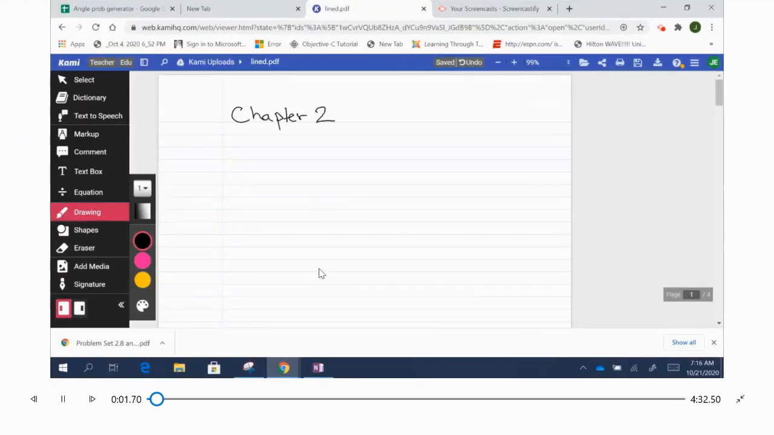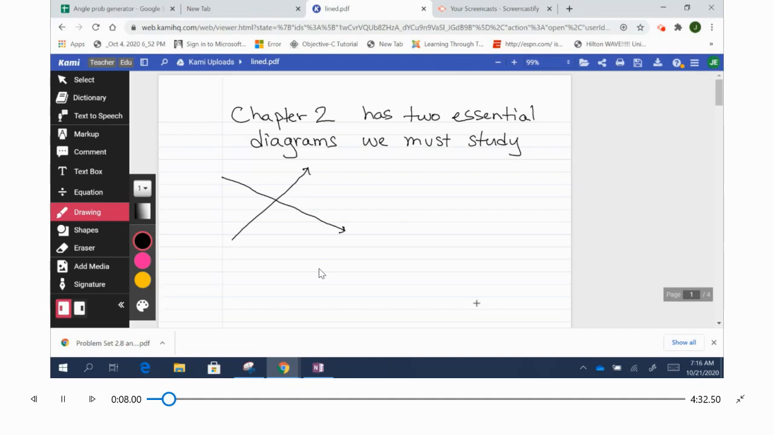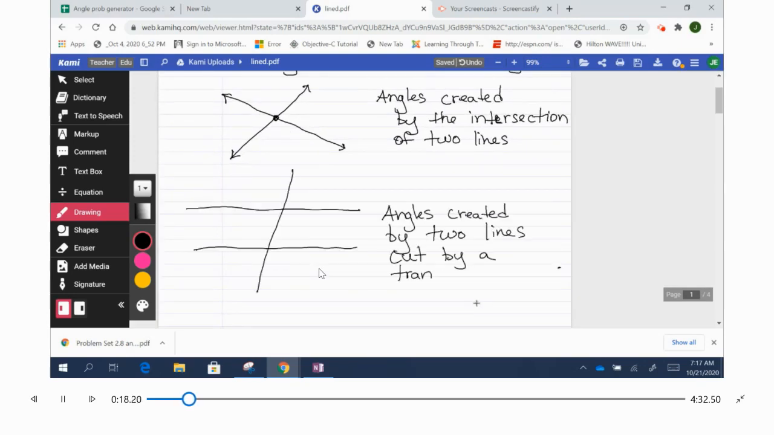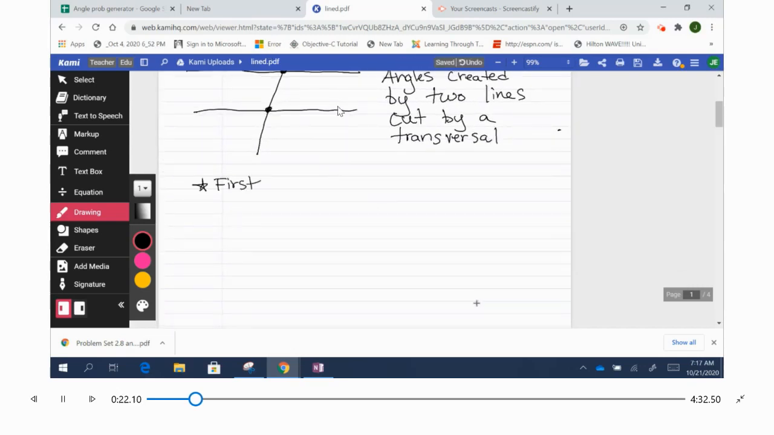So chapter 2 notes, we're going to work on angle pairs. The first angle pair is going to be created by two lines that intersect. One intersection, four angles created by that. Linear pairs and vertical angles are what we're going to talk about there. This second situation, we're probably going to wait for the second video. There's quite a lot there, so we'll check this out.